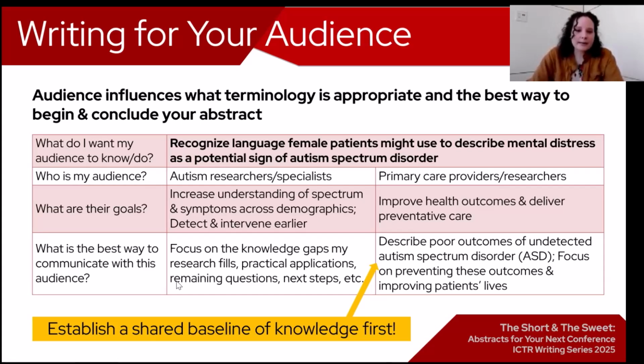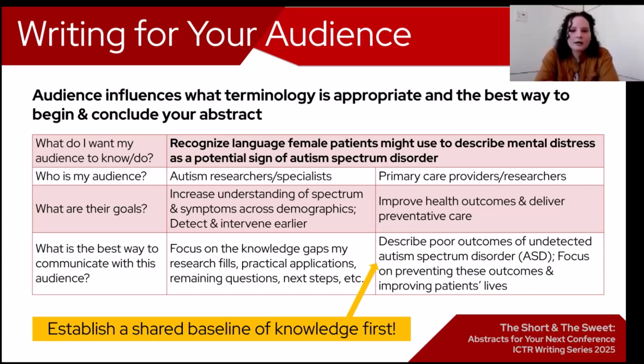So this is going to impact, one, obviously the baseline knowledge that these different audiences have about the topic, and also the best way to communicate with them. So in this example, on the left with the autism conference, you would want to focus on the knowledge gaps the research fills, practical applications, remaining questions, and next steps, really focusing on the contribution to the field.